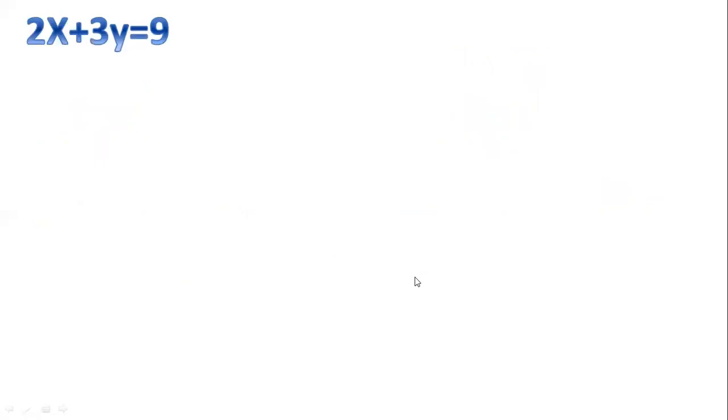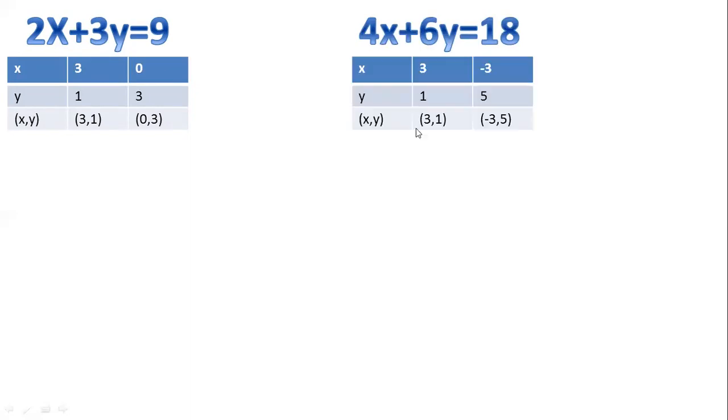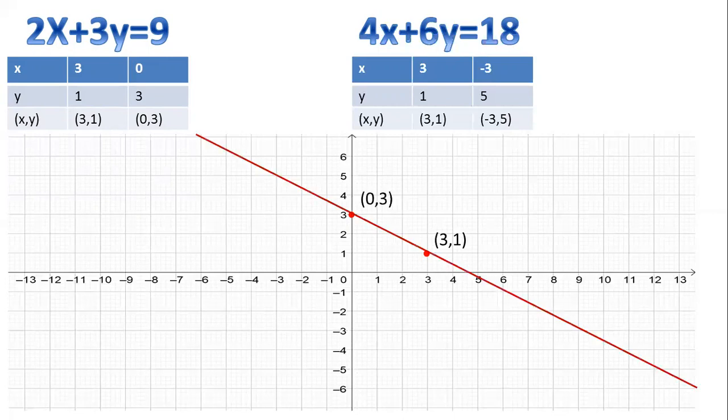Write this in a table. 3, 1, 0, 3. Another equation's solutions are 3, 1 and minus 3, 5. Take a graph sheet and plot the points. For the first equation, 3, 1, that is here. Next point is 0, 3, that is along the x-axis it is on 0, and on the y-axis it is 3. So join these points. This is the graph of 2x plus 3y is equal to 9.